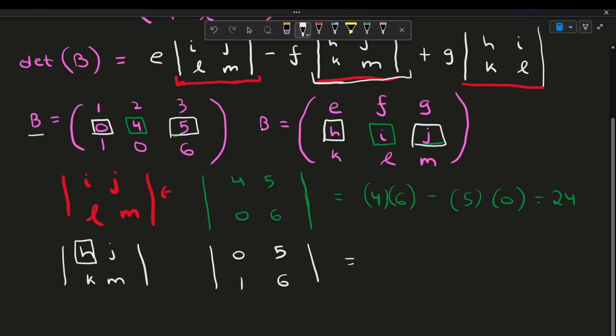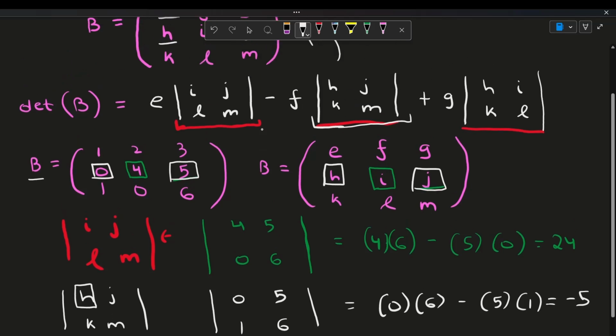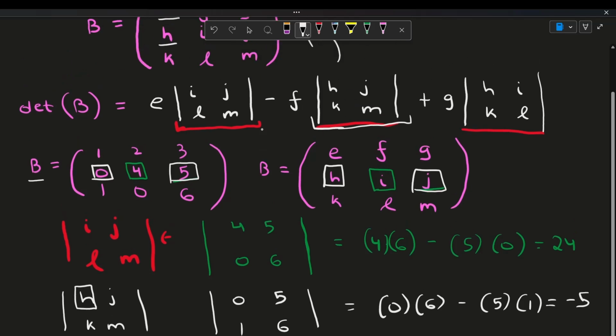So let's find the determinant of this. So it would be 0 times 6 minus 5 times 1. That's just negative 5. So we have our second part, which is this right here.